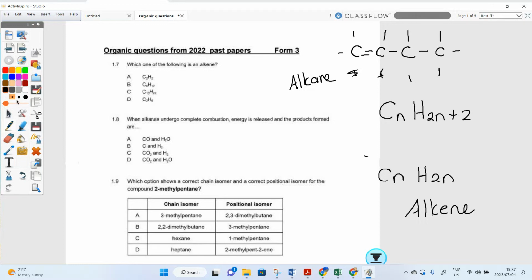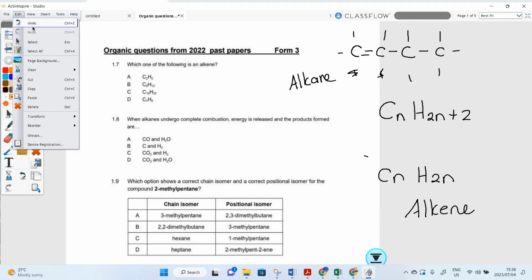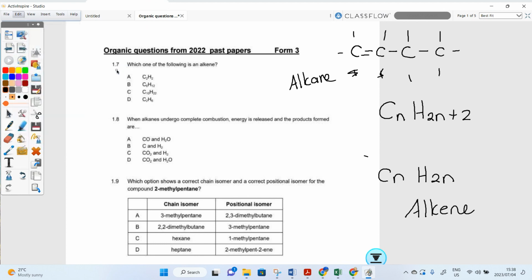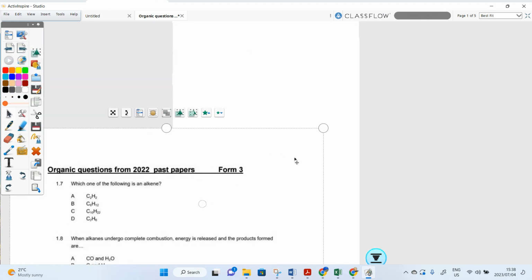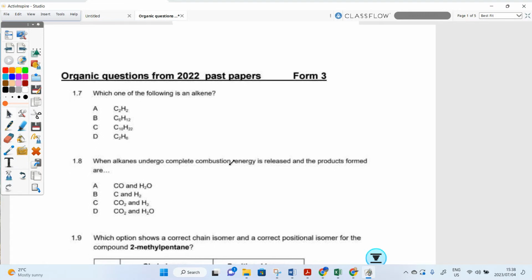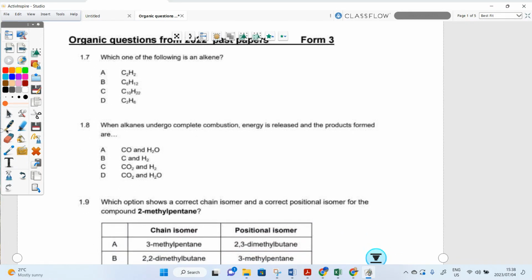So if you knew that, it's easy to answer this question. So let's look now at what the question is saying. I just want to make it a little bit bigger. Which one of the following is an alkene? So you need to look for something that has double the H's than the C's. Yes, Kevin. B. Because this one has double the H's than the C's. Well done.